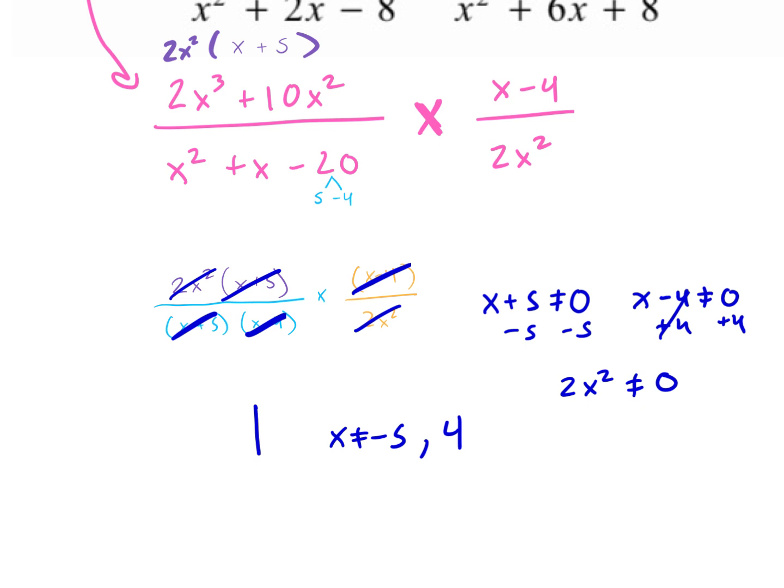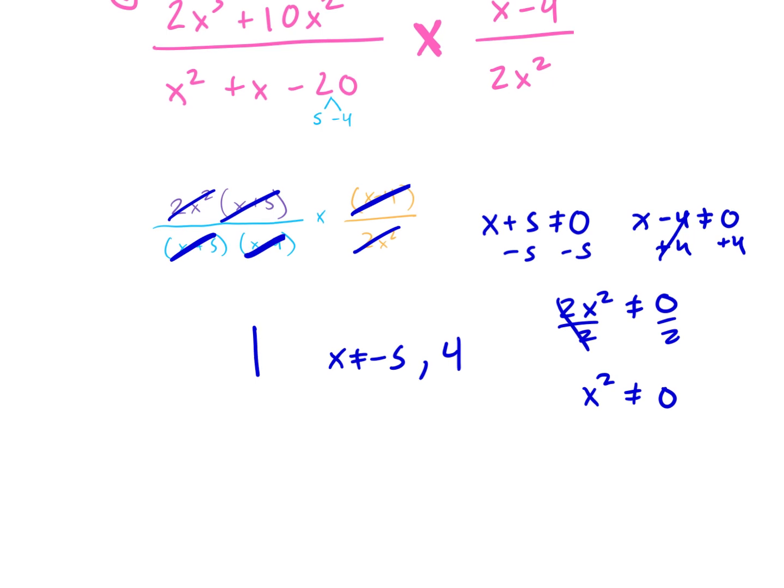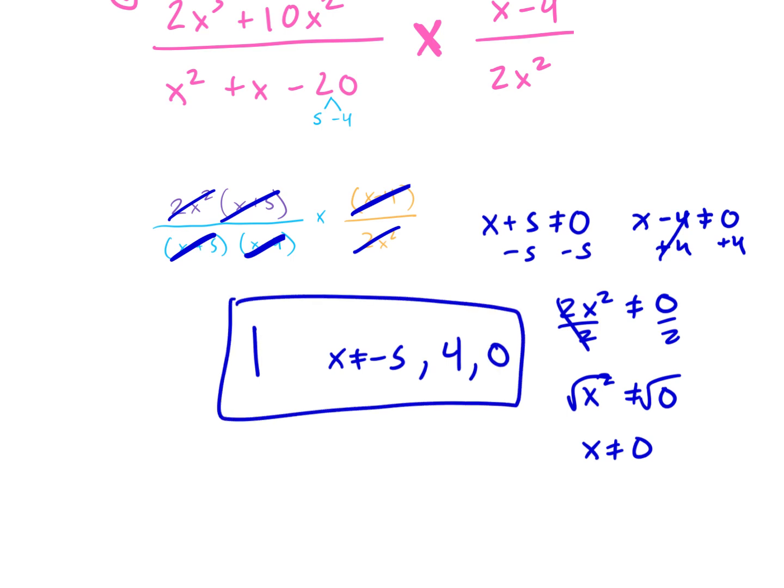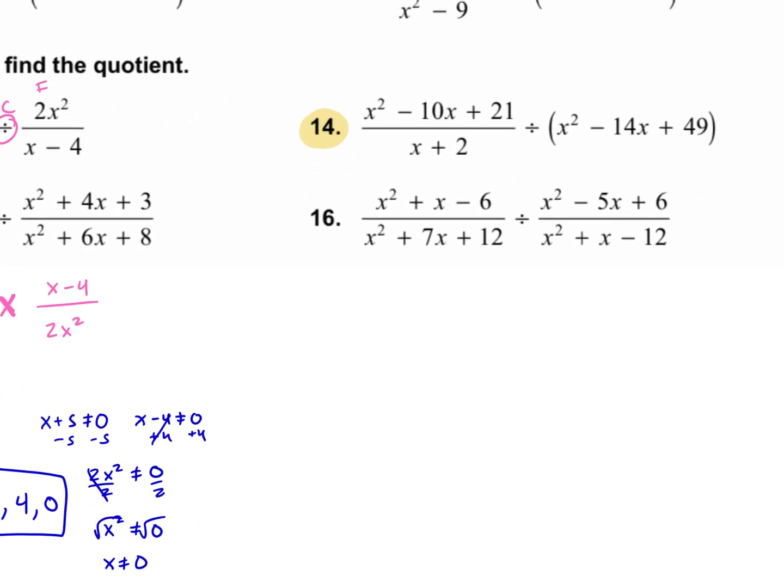So how would I solve for x here? You can divide by 2, cancel it out. So x squared does not equal 0. Then what? Square root. What's the square root of 0? 0. So x does not equal 0. So our answer is 1, and x does not equal negative 5, 4, and 0. All right, let's do one more.